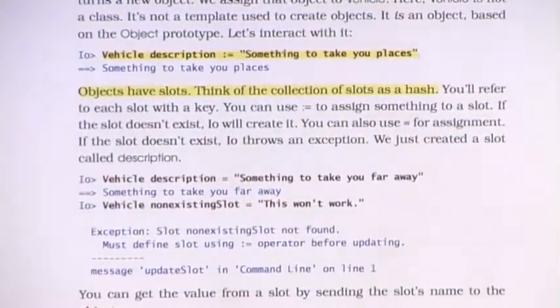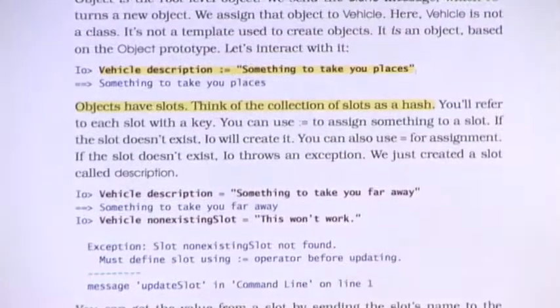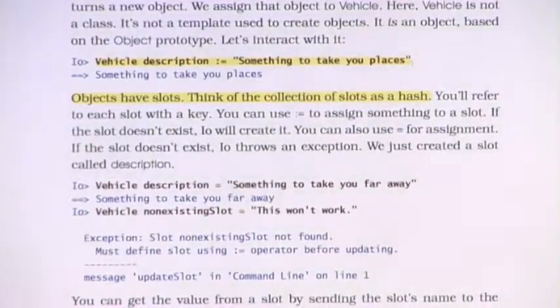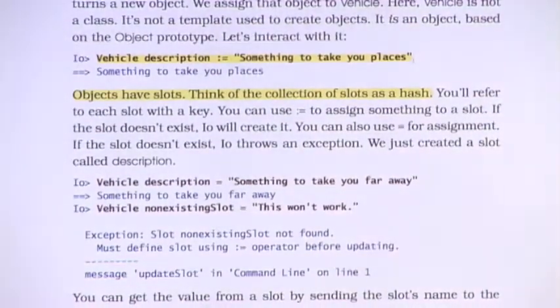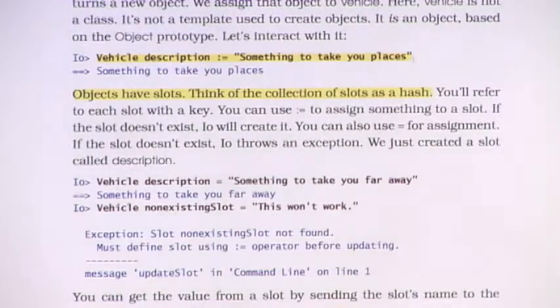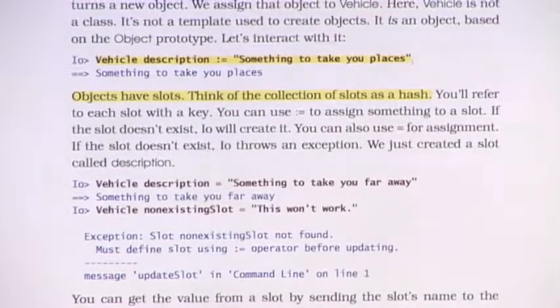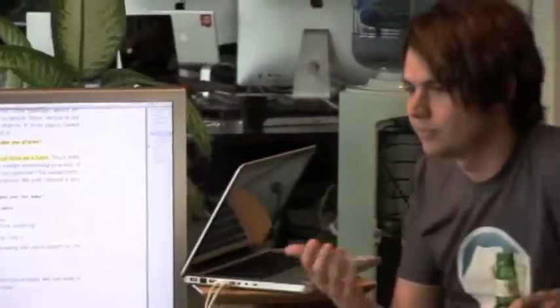Slots. Okay, and then you can do things like this with our new vehicle object. And this is how you would define a method called description, or an attribute called description. Either way, it'd be much the same. What we're actually doing is creating a slot which has the key of description and the value of something that takes you places. That value can be a method, it can be another object, it can be whatever.